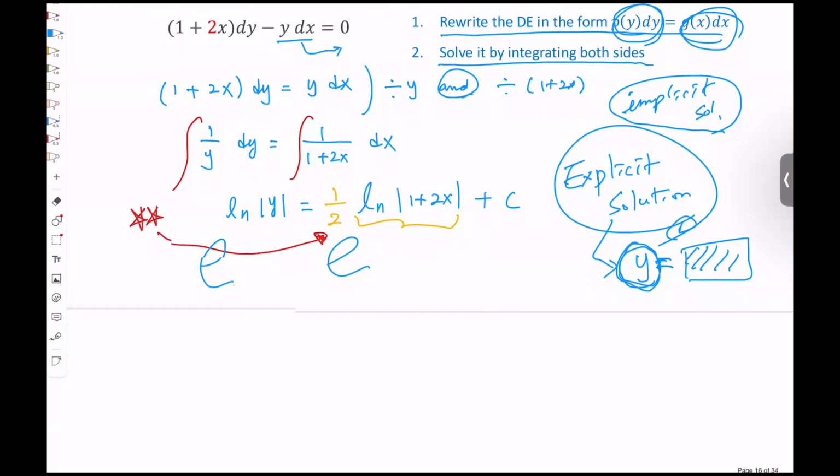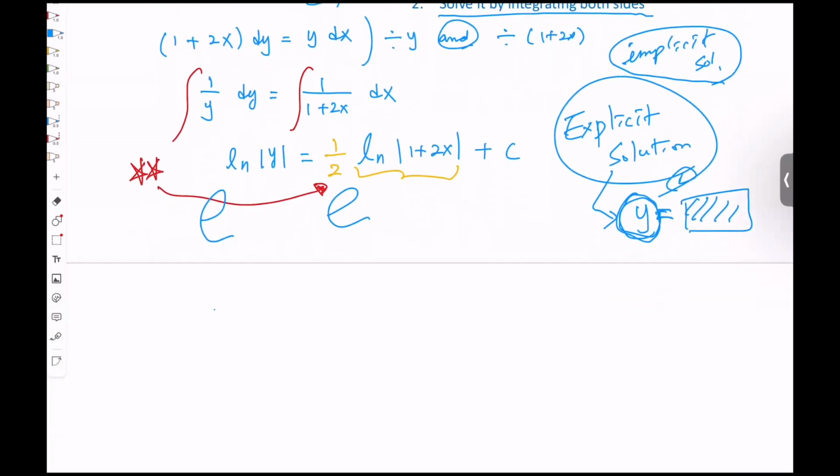Take the natural number e for both sides. Then we have e ln y equals e ln |1 plus 2x|^(1/2) times e to the c. Wow, wait a minute. What's going on in here? What happened to 1 over 2? And what happened to e to the c?